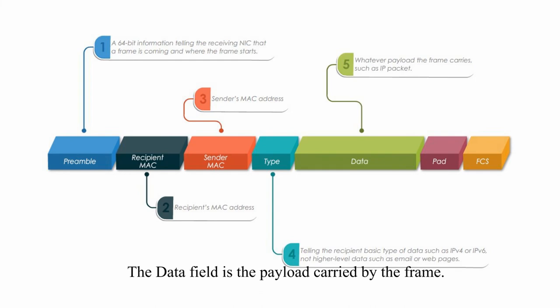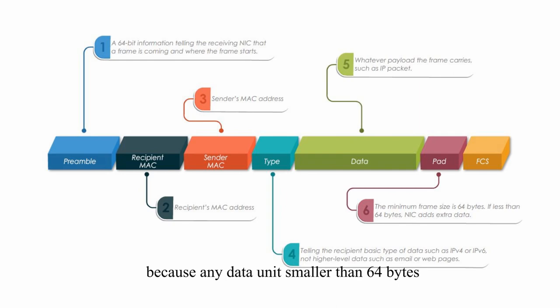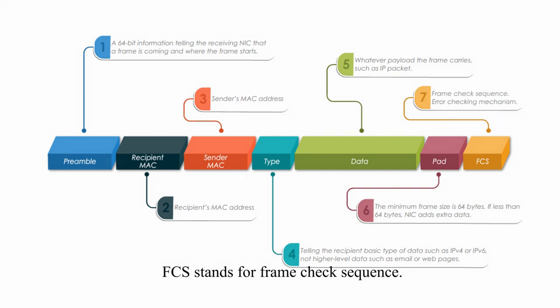The data field is the payload carried by the frame. The payload of the Ethernet frame refers to the IP packet delivered from the network layer. For an Ethernet frame, the payload limit is 1500 bytes. Pad is extra bits added to make a frame at least 64 bytes, because any data unit smaller than 64 bytes would be considered a collision. The receiving device would simply ignore it. FCS stands for Frame Check Sequence. It is used for error checking and the integrity verification of a frame.